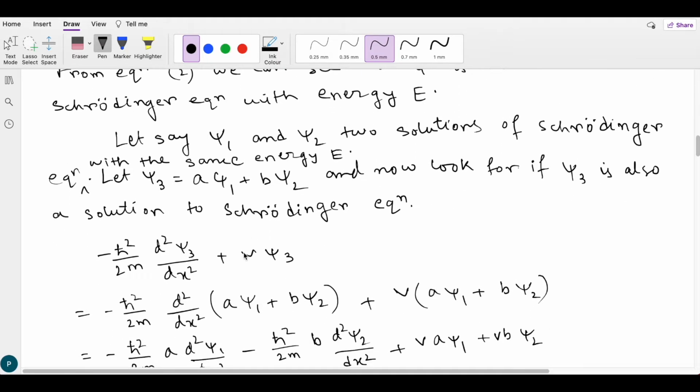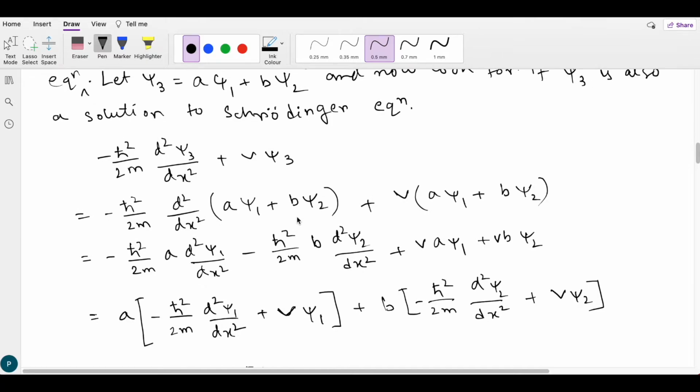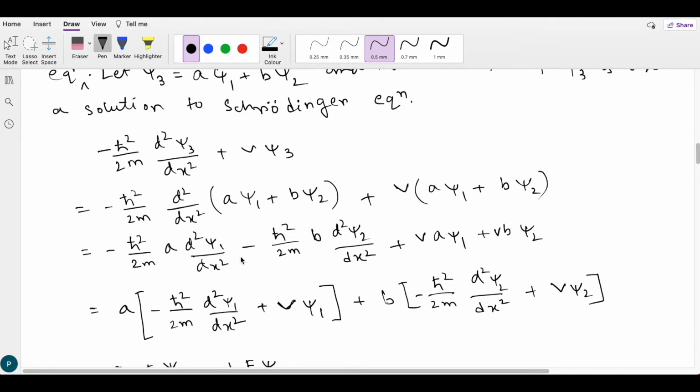Now let's say psi 1 and psi 2 are two solutions of the Schrodinger equation with the same energy E, and let psi 3 be a psi 1 plus b psi 2, where a and b are constants. Now let's look at whether psi 3 is also a solution of the Schrodinger equation, and with the same energy. It will be very fun.